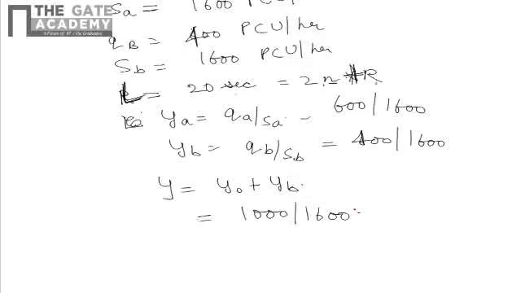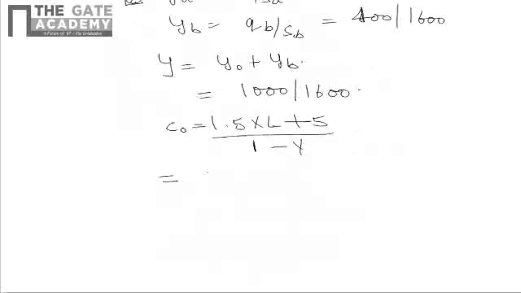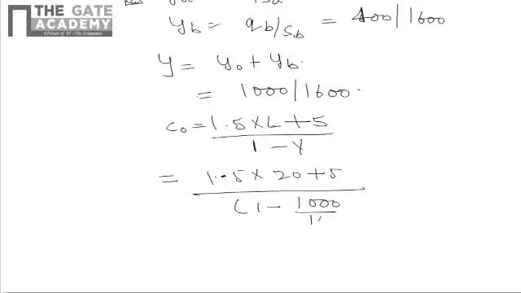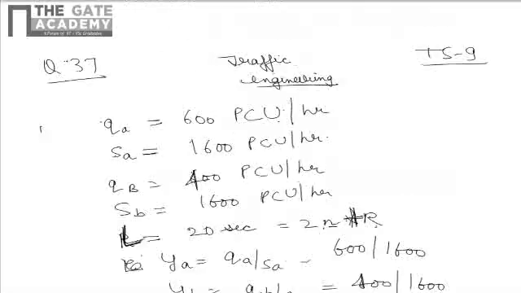Now as per Webster's method, optimum time of cycle is given by 1.5 times time lost plus 5, divided by 1 minus Y. So upon substitution, this comes out to be 1.5 into L, which is 20, plus 5, over 1 minus 1000 upon 1600, which upon simplification comes out to be 108 seconds. So A is the correct answer for question number 37.